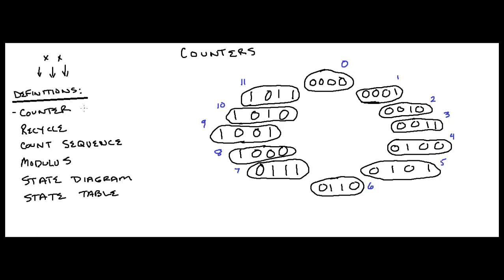The first thing is a counter. What is a counter? Well, it's something that counts, right? Like 1, 2, 3, 4, 5. So when you think of a counter, what do you have? You have a direction. It's either going to be up or down, right? And you need to have a step size.